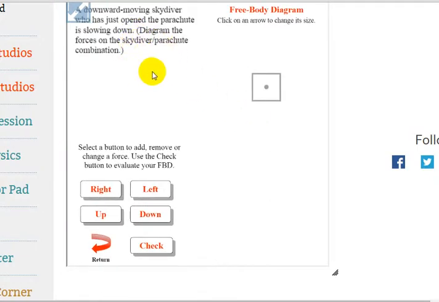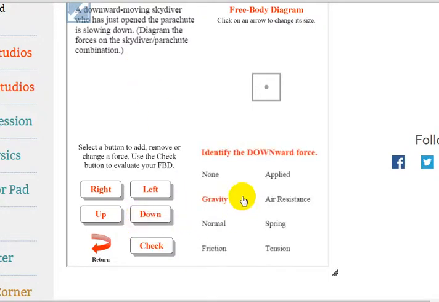A downward moving skydiver who has just opened the parachute is slowing down. Diagram the forces on the skydiver parachute combination. So, of course, if you jump out of a plane, you're going to experience gravity. And there's an upward force too. You would feel air resistance, air pulling on you. And of course, the further you fall, the more and more air resistance you feel. So this is actually going to get larger and larger until you slow down.